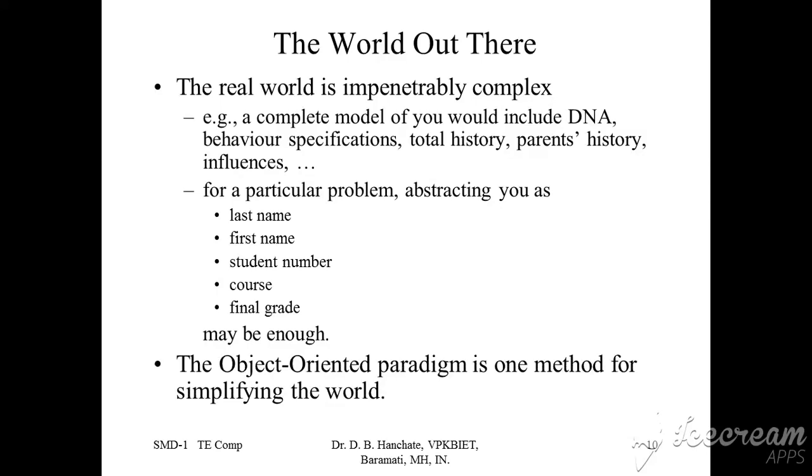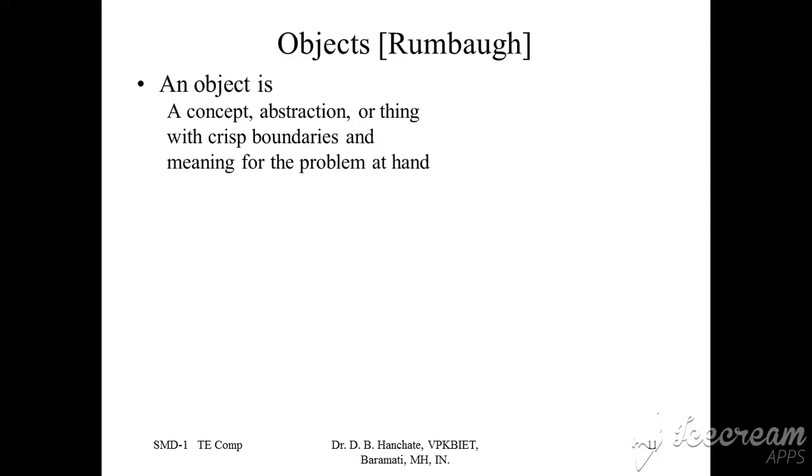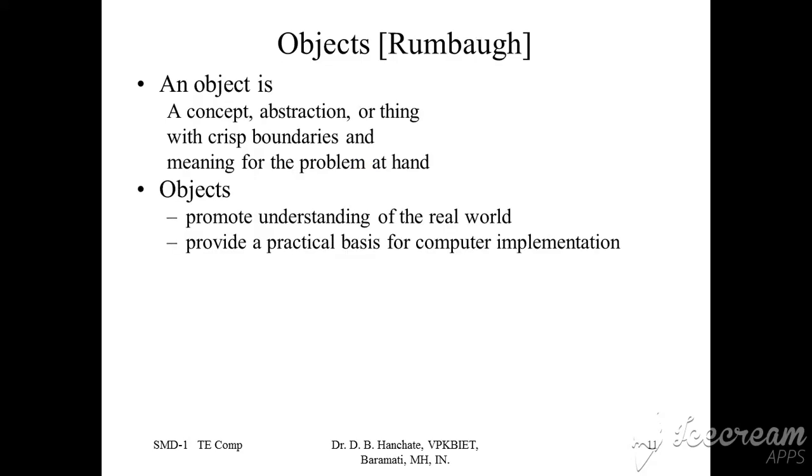The object-oriented paradigm is one method for specifying the world, and that is what we are going to do here. What do we do with objects? By the definition of Rumbaugh, an object is a concept, abstraction, or thing with crisp boundaries and meaning for the problem at hand. So this is the definition of an object. Objects are used to promote understanding of the real world and to provide a practical basis for computer implementation.